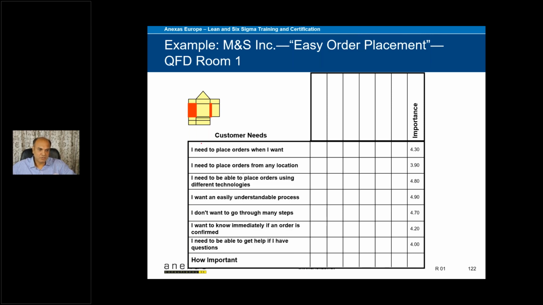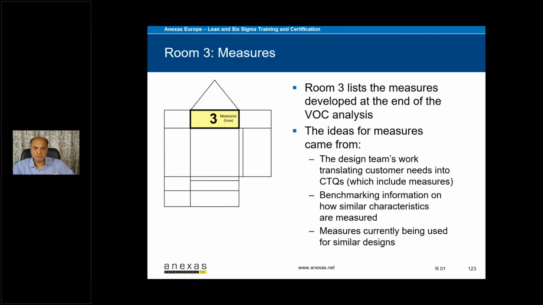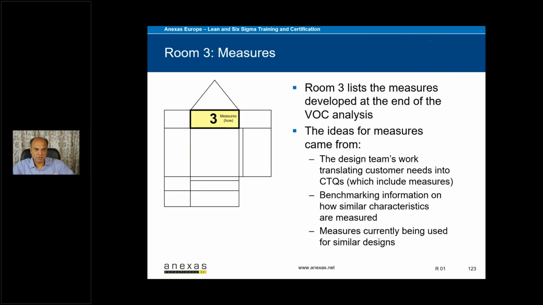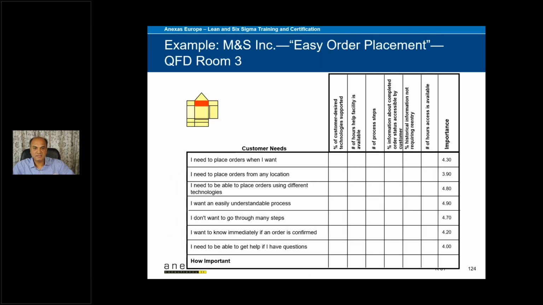Now, what do the customers want? I need to place orders when I want. I need to place orders from any location. I need to be able to place orders using different technologies. I want an easily understandable process. I don't want to go through many steps. I want to know immediately if an order is confirmed. I need to be able to get help if I have questions. And then importance ratings are also given for each of the needs. Okay. Then in room number 3, so we have got room number 1. Now room number 3, we list down the CTQs.